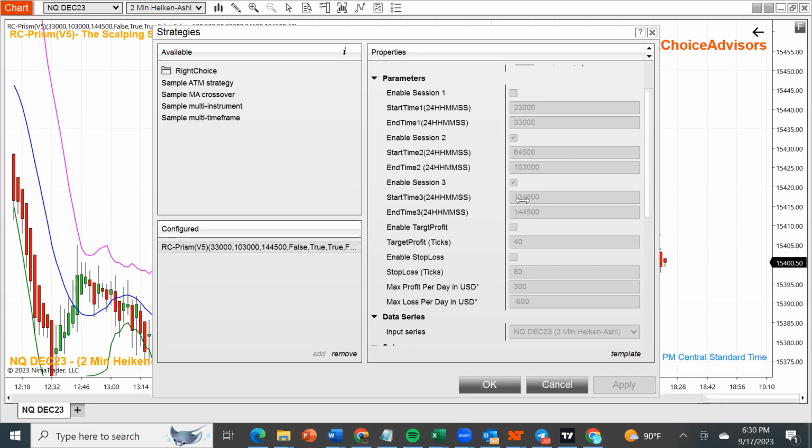If all sessions are disabled, can this run? Yeah, if all sessions are disabled, it will run throughout the day.